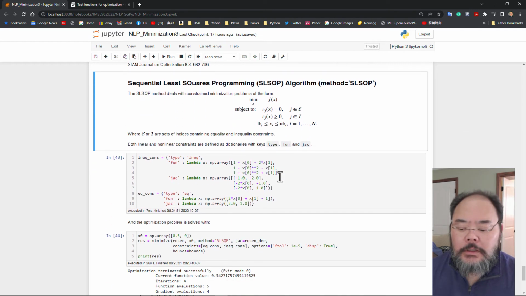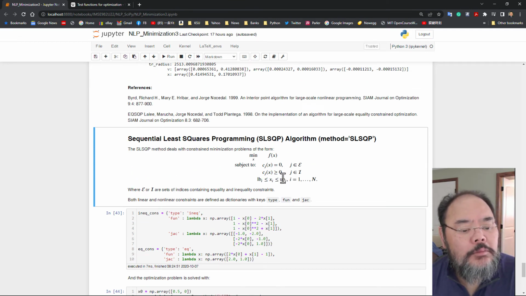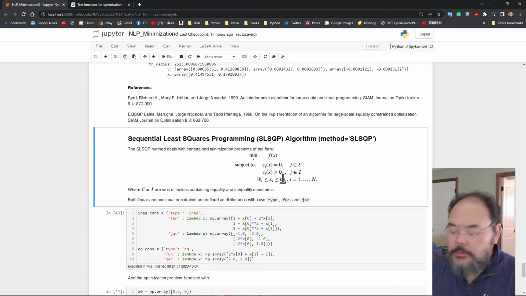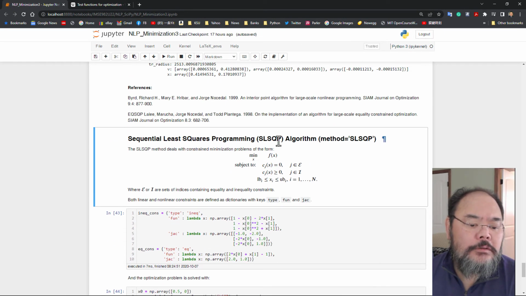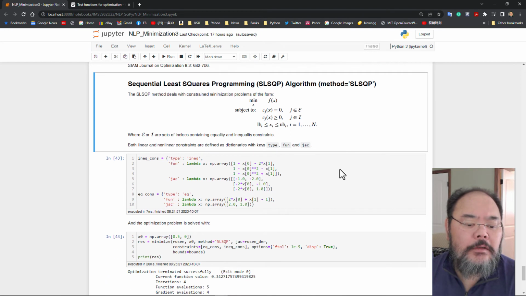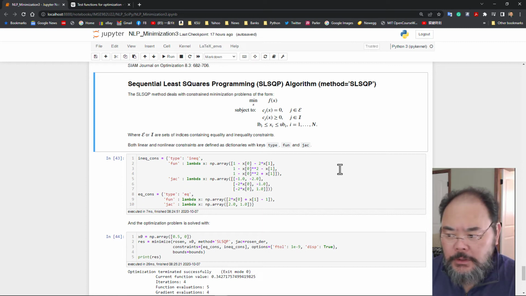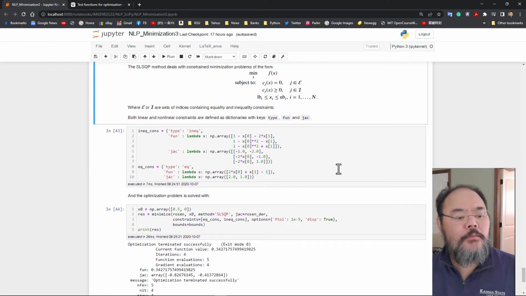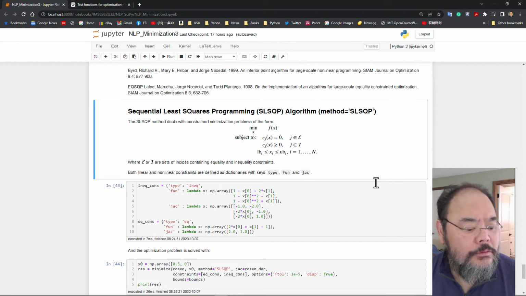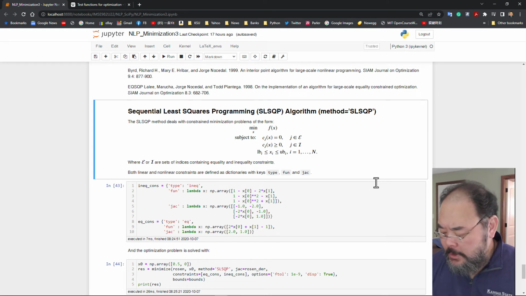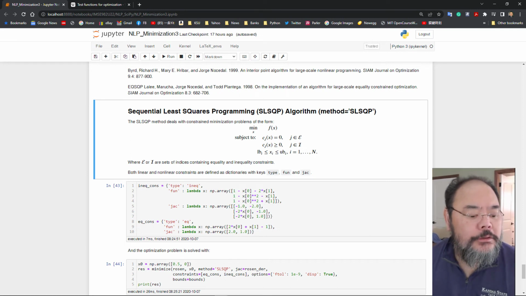The last one we're going to talk about is the so-called sequential least squares programming algorithm, which in my personal view is one of the most reliable and stable methods for solving nonlinear programming problems with constraints. Using this SLSQP method, we can successfully do a quadratic approximation and solve it as a least squares problem. The constraint has to be defined in a dictionary format. So what is that? We'll show you an example of how to define the inequality and equality constraints in that case.